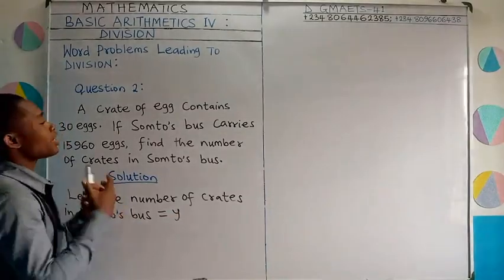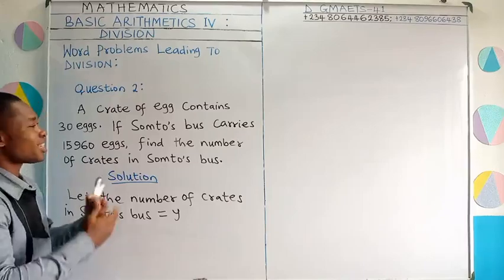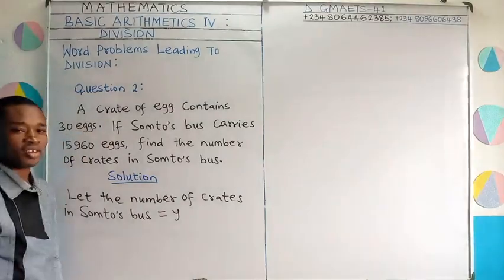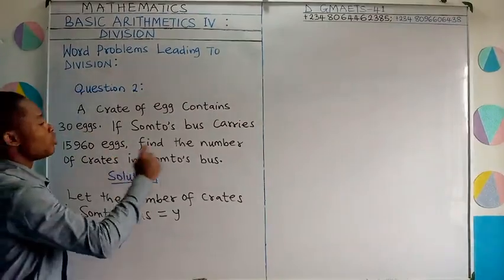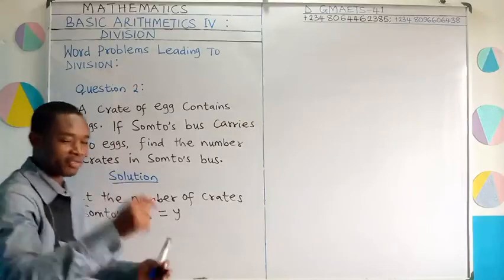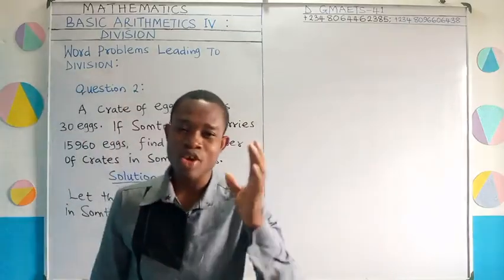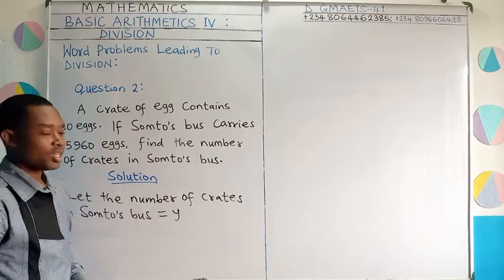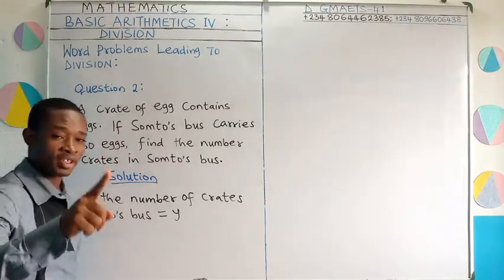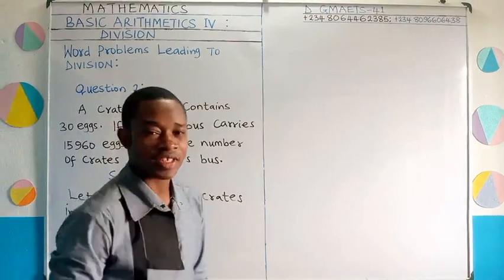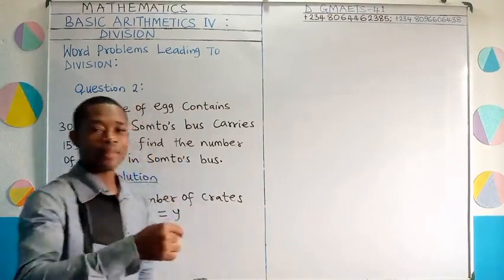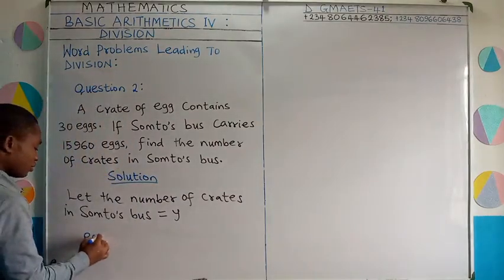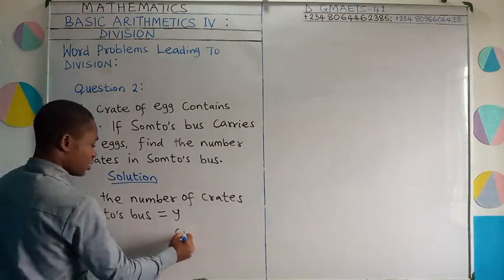Now, how do I get the second information of interest? A crate of egg contains 30 eggs. They gave us a value of eggs here. In fact, if you even move on, they still give us a value of eggs again. That simply tells us that the number of eggs is also our interest in this problem. Therefore, the two major information of interest, the two parameters, in this question are the number of crates and the number of eggs. So I can put my eggs here, and I can decide to write crates here, alright?